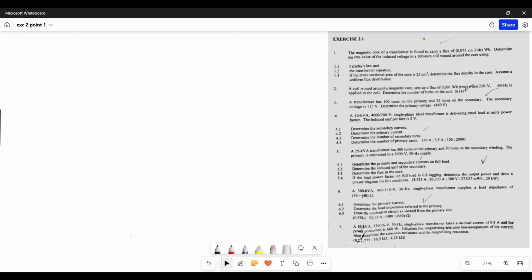I always say, always write down what you are given. In this case we are given the apparent power, which is 10 kVA, then 4000, and then 200. We are told that it's a single phase, and we are given the induced EMF per turn of 2 volts.